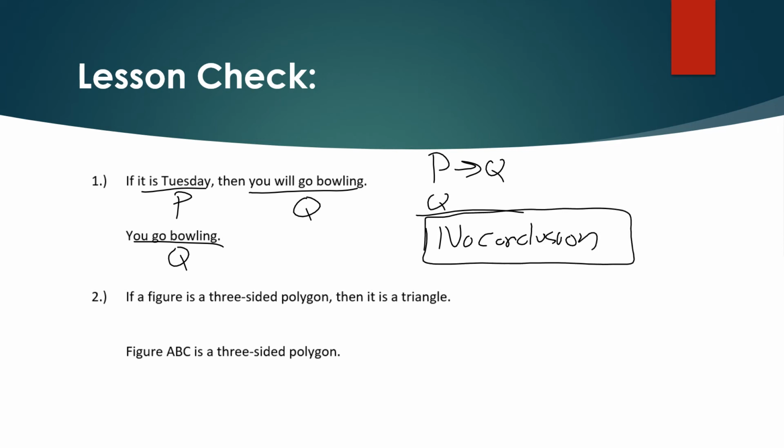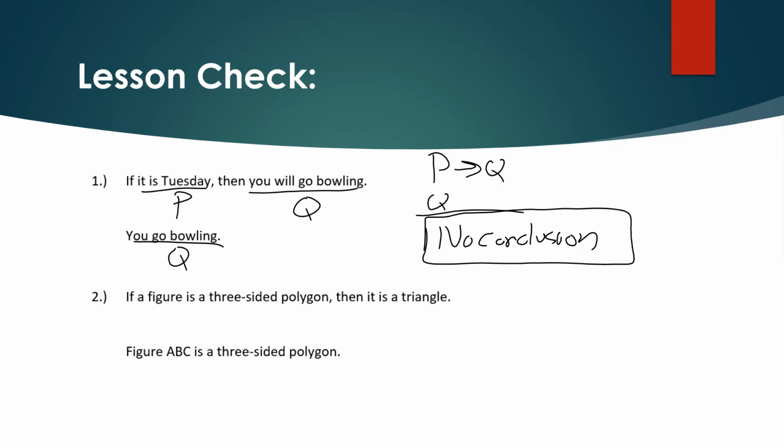I know that probably 30% of people on the test, when we have almost this exact same question, are going to say that the conclusion is that it's Tuesday. But that is not necessarily true. For example, this person might be in a bowling league that bowls on Tuesdays and Thursdays. So just because they went bowling doesn't mean it was Tuesday. It might have been a Thursday. So this is why we cannot go outside of the law of detachment and law of syllogism to make a conclusion. Gotta stick to what we know.